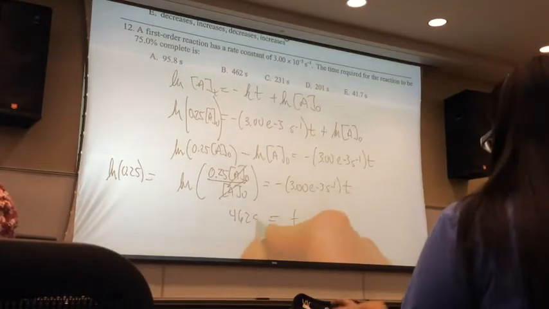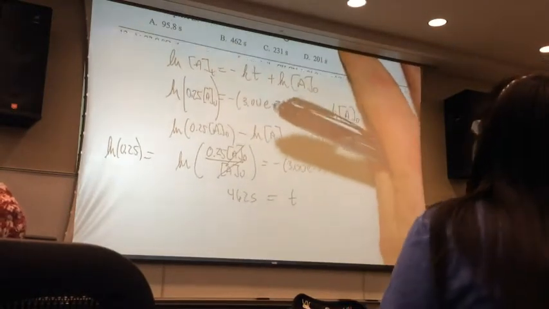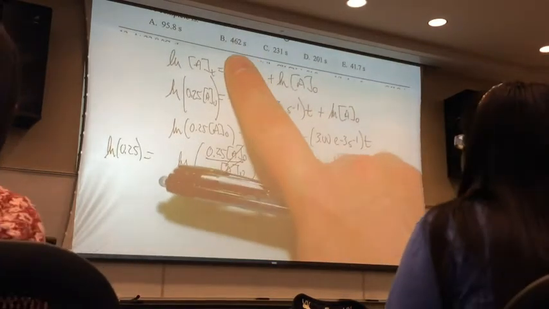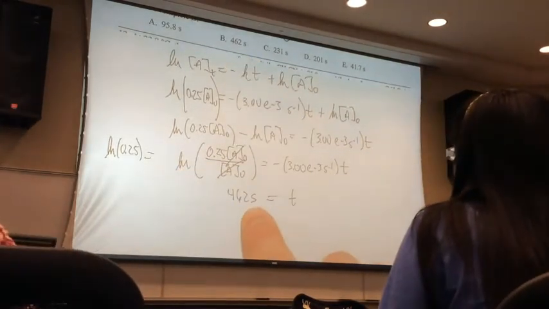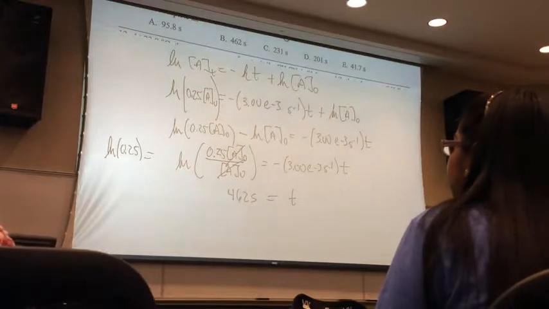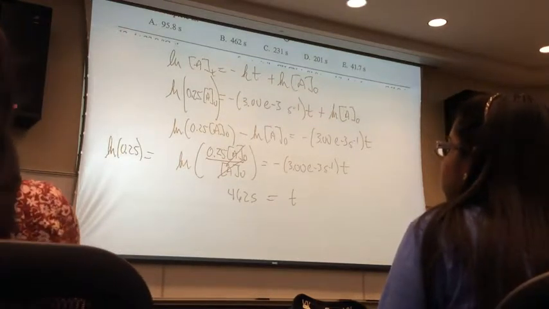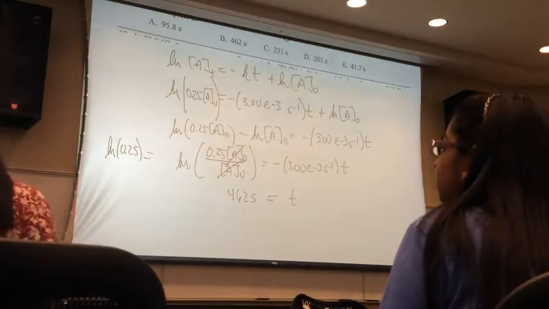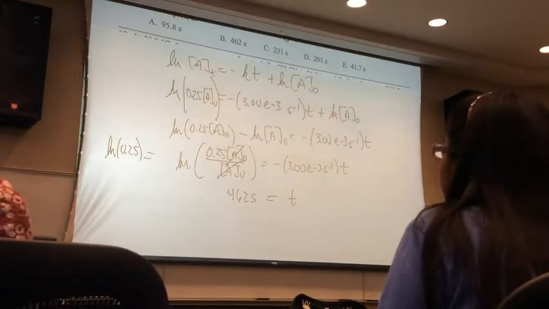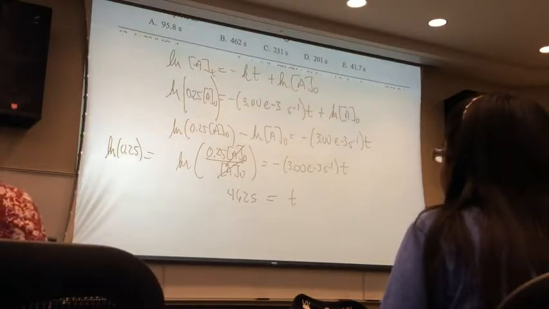You divide it, so that's going to be seconds. All right? 462 seconds. Is that okay? Is that how that works? So that's one way to work this problem. With these kinetics problems, there's often two ways.